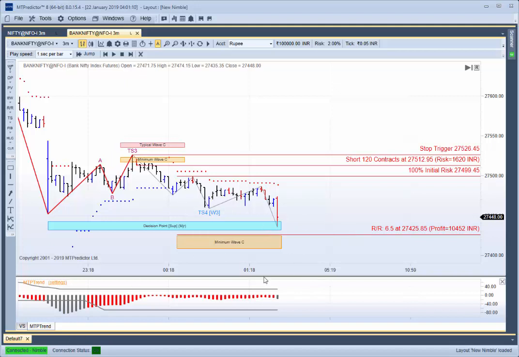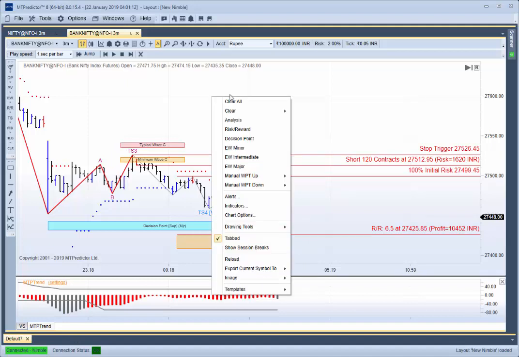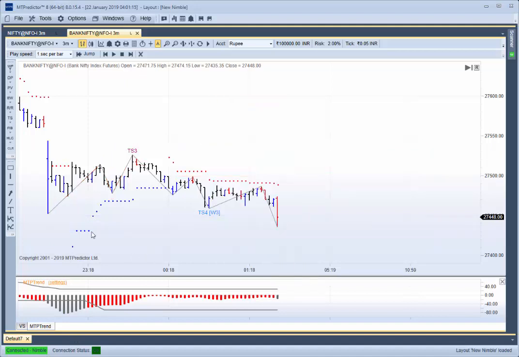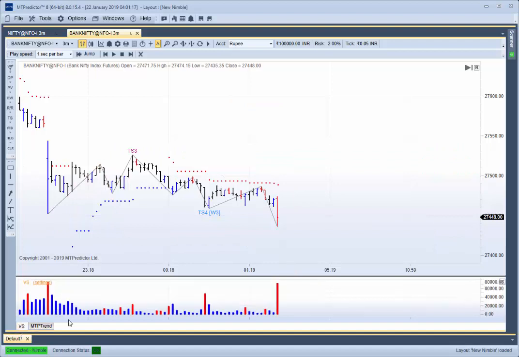But the most important thing that's happening at this particular low here, so if I just clear everything off, is the volume. Because if I look at our VS chart here, can you see how you had a very high spike in the volume?